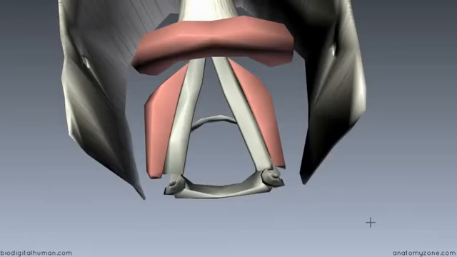So remember I said that all the intrinsic muscles of the larynx are innervated by the recurrent laryngeal nerve, except for the cricothyroid muscle, which is innervated by the external branch of the superior laryngeal nerve.